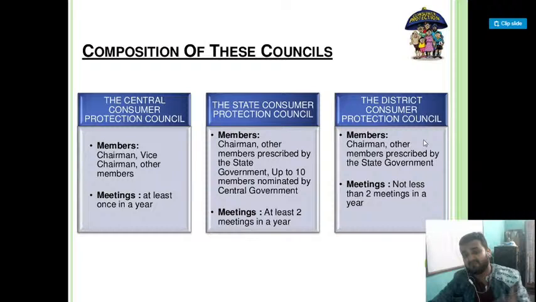So here the central government also plays a vital role at the state level, because a maximum of 10 members can be appointed by the central government. For the central level, the chairman, vice chairman and other members are appointed by the central government. There must be at least 2 meetings in a year. So these are the different levels of the Consumer Protection Council: the district level, the state level and the central level.